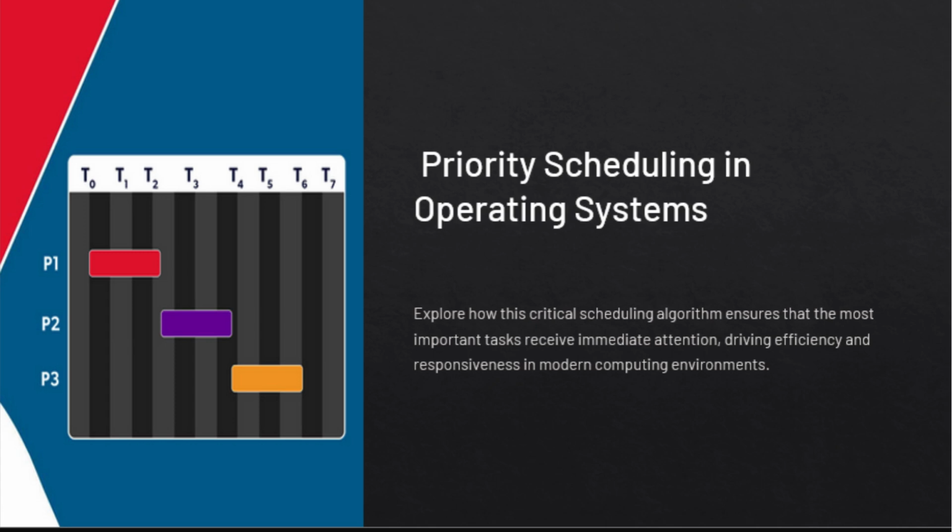This concept ensures that the most important tasks in a system are executed first. Imagine you are managing multiple tasks like listening to music, downloading a file, and attending a Zoom call. The operating system uses priority scheduling to decide which task gets the CPU first. Most likely the Zoom call, since it's time sensitive. By understanding this algorithm, we'll see how modern systems balance efficiency, speed, and responsiveness.